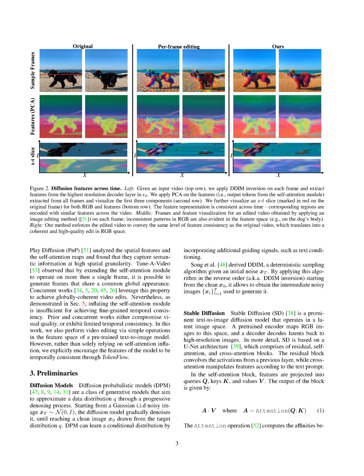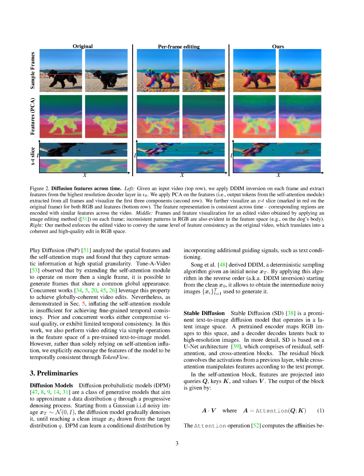Diffusion probabilistic models, DPMs, are a type of generative model that tries to approximate a data distribution through a progressive denoising process. This process starts with a noisy image that follows a Gaussian distribution, and the diffusion model gradually denoises it until it becomes a clean image drawn from the target distribution. DPMs can learn a conditional distribution by incorporating additional guiding signals, such as text conditioning. Song et al. developed DDIM, a deterministic sampling algorithm that starts with an initial noise. By applying this algorithm in reverse order, also known as DDIM inversion, starting from the clean image, we can obtain the intermediate noisy images used to generate it.